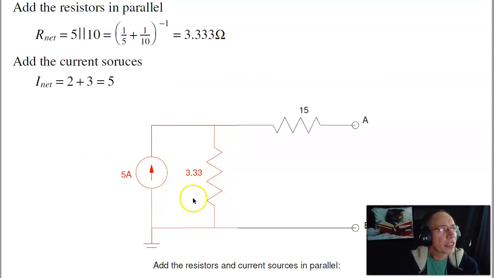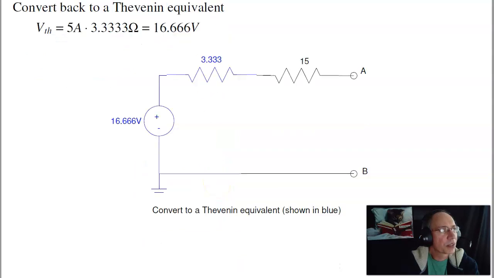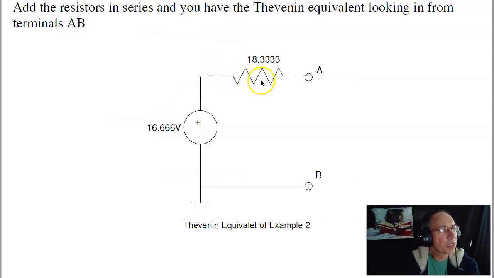I can now take this, convert back to a Thevenin. The resistance will be the same, 3.33 ohms. The voltage is I times R. Gives you 16.66 volts. Now these two add in series, gives you 18.33 volts. So the Thevenin equivalent is 18.33 ohms, 16.66 volts. So there you can see I was able to simplify a circuit by flipping between Thevenins and Nortons.